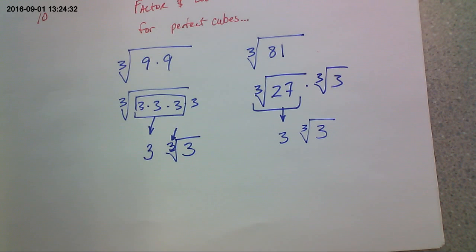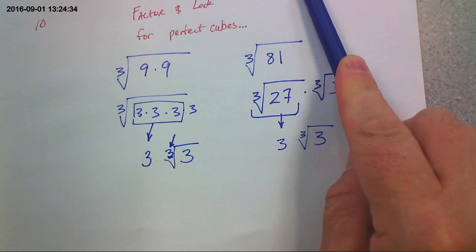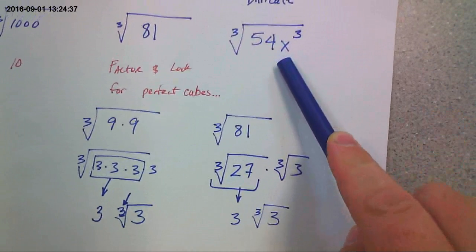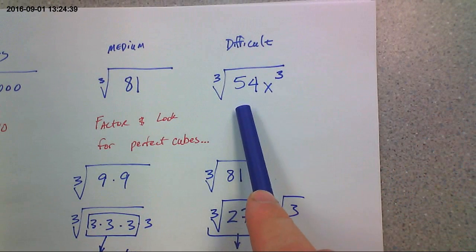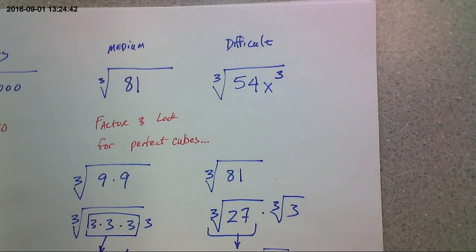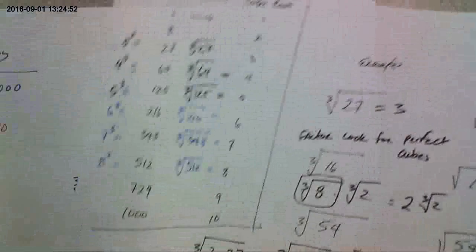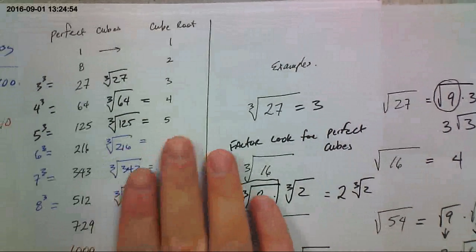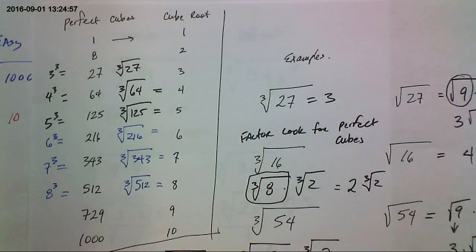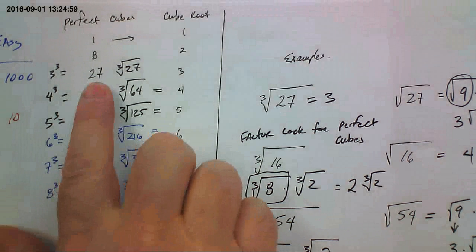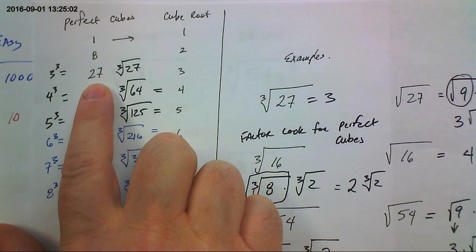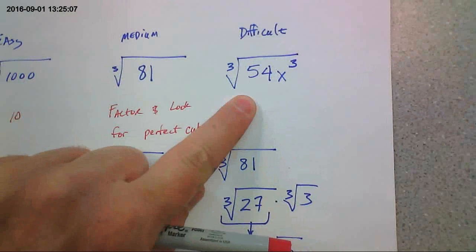Let's try a different one. You ready? Let's try this one, the 54. What goes into 54? 6 times 5. Okay, what else? What's the small number that goes into 54? The 2. 2 goes into 54. How many times? 27 times. Holy moly guacamole. Do you see what I mean? 2 times 27 is 54.